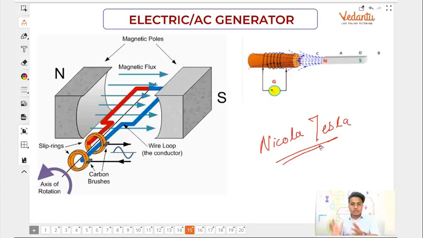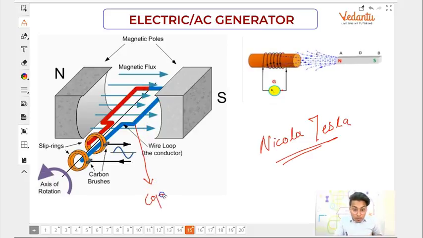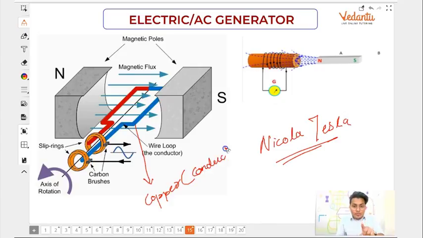What did he do? He thought, why don't we just use this electrical energy in our houses? So that's what he did. He placed a coil. Guys, I'm going to repeat this again. This is the armature coil, and the armature coil is made of copper, and copper is a really good conductor. And this conductor is placed in between two magnets, in a magnetic field.